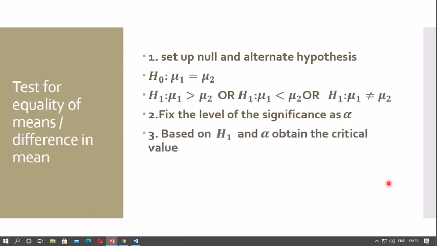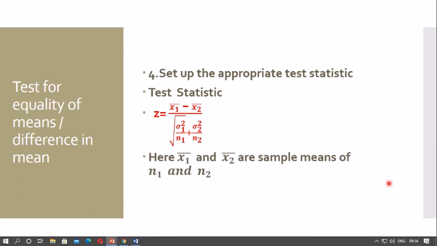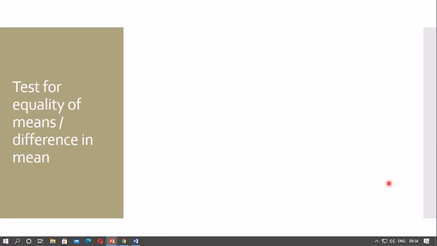Now the third step is, based on H1 and alpha, I will have to obtain the critical value. So here there is no change in the critical values, that is z alpha or minus z alpha or z alpha by 2. Now I have to set an appropriate test statistic. So the test statistic over here is z is equal to x1 bar minus x2 bar divided by root of sigma 1 square by n1 plus sigma 2 square by n2. Now here x1 bar and x2 bar are sample means of n1 and n2.